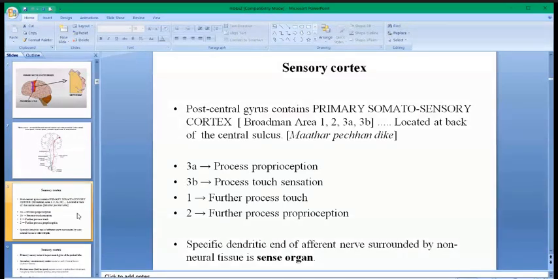Yes, sir. Then another thing is proprioception. Proprioception means joint sense and position sense. Joint sense, muscle sense, position sense. What I have told? Joint sense, muscle sense, and position sense.